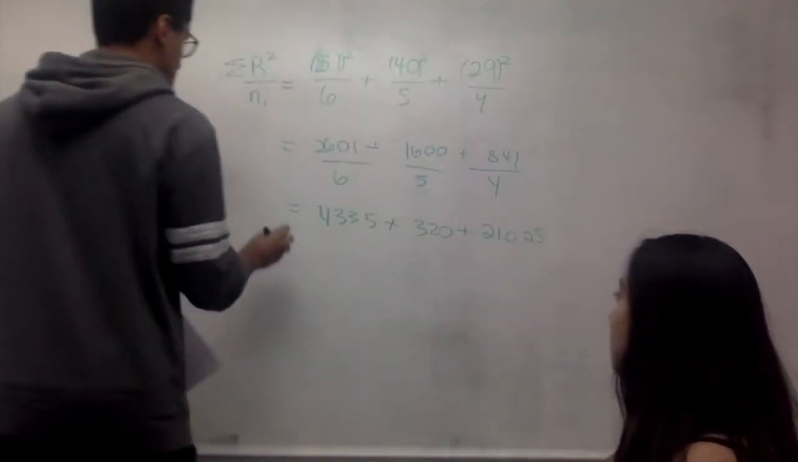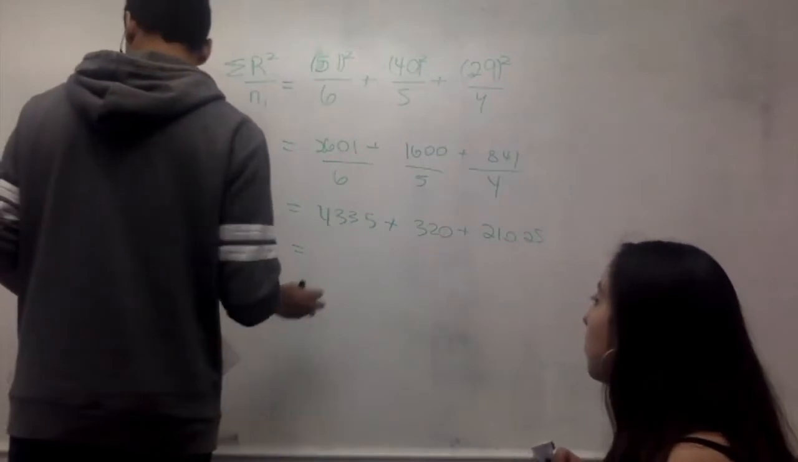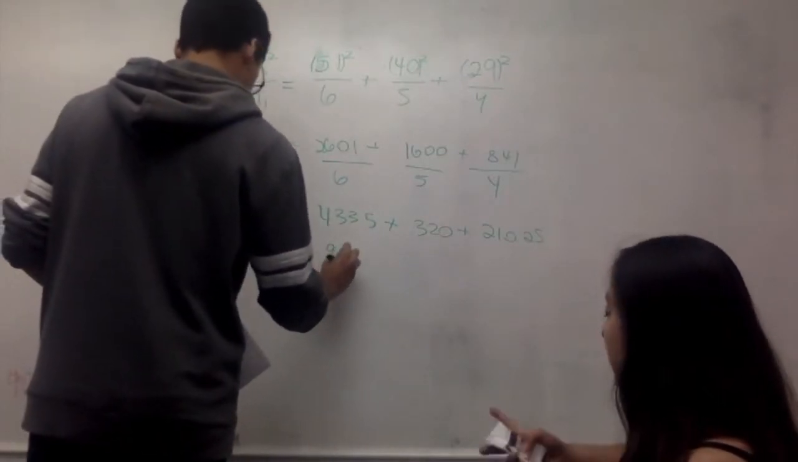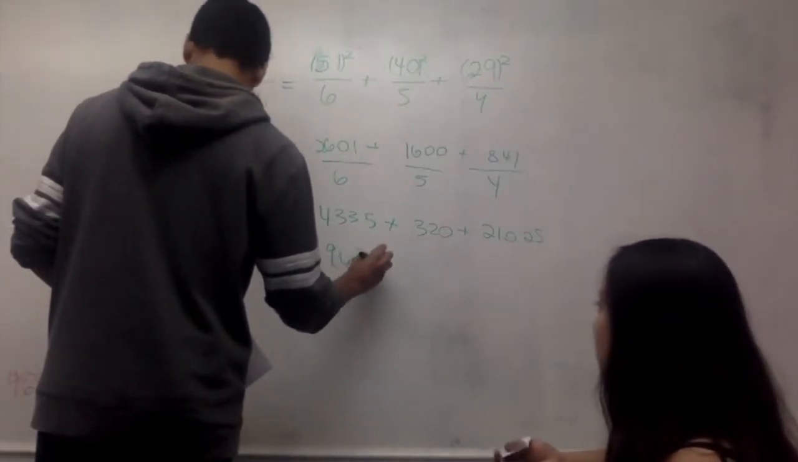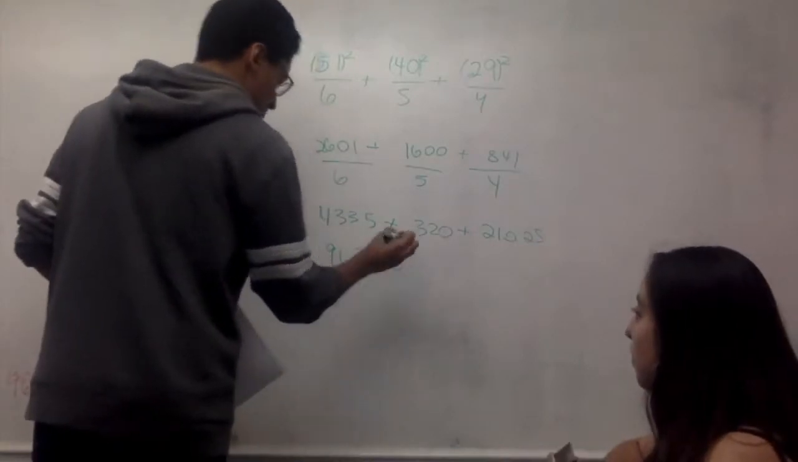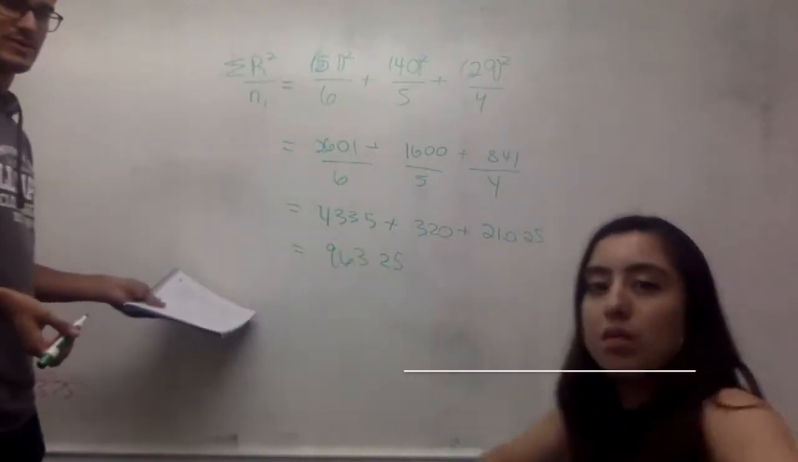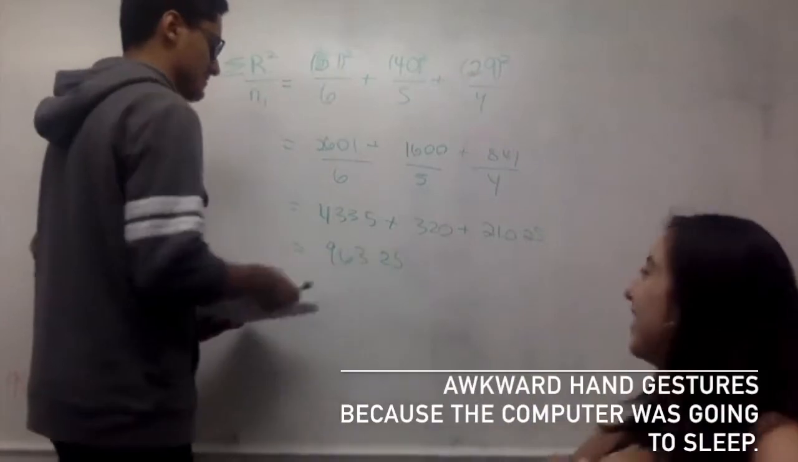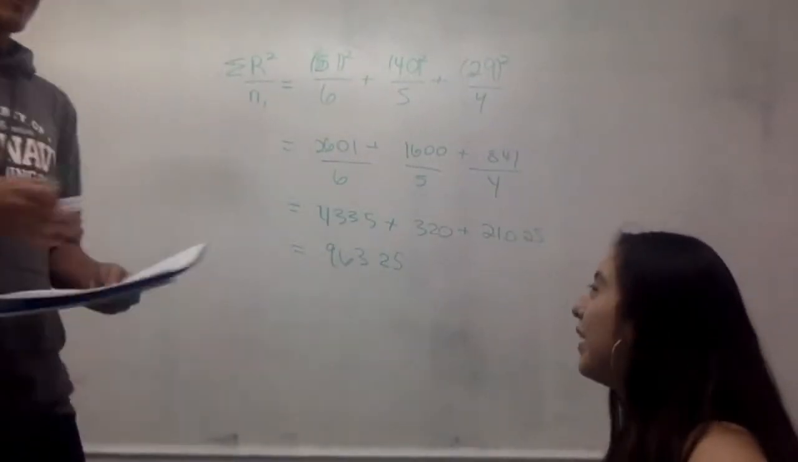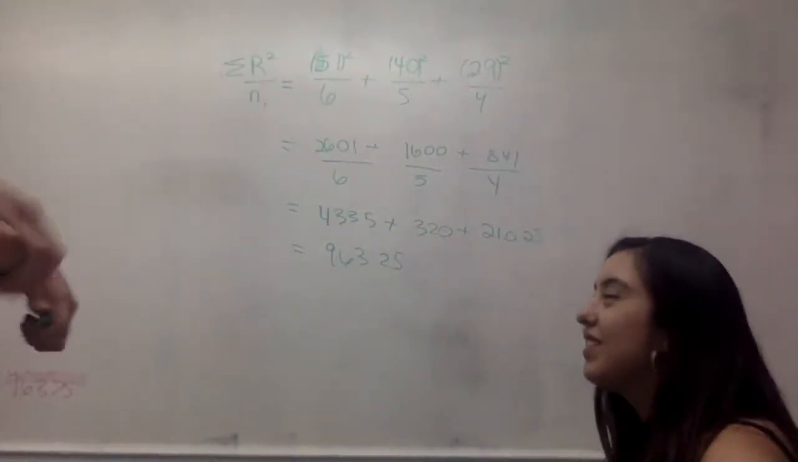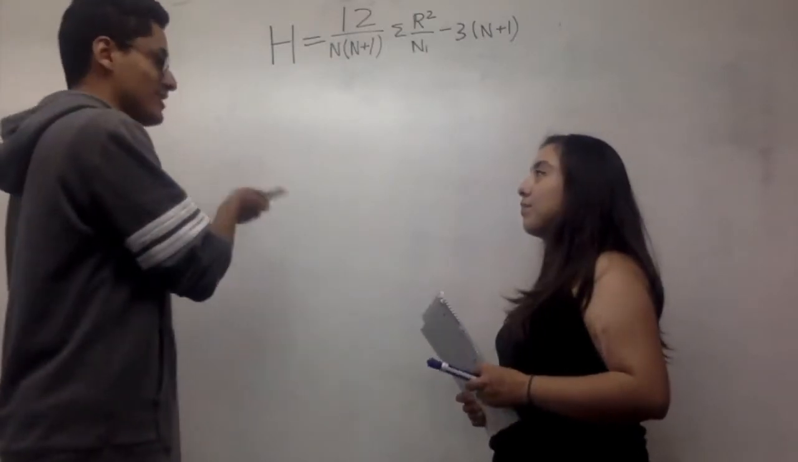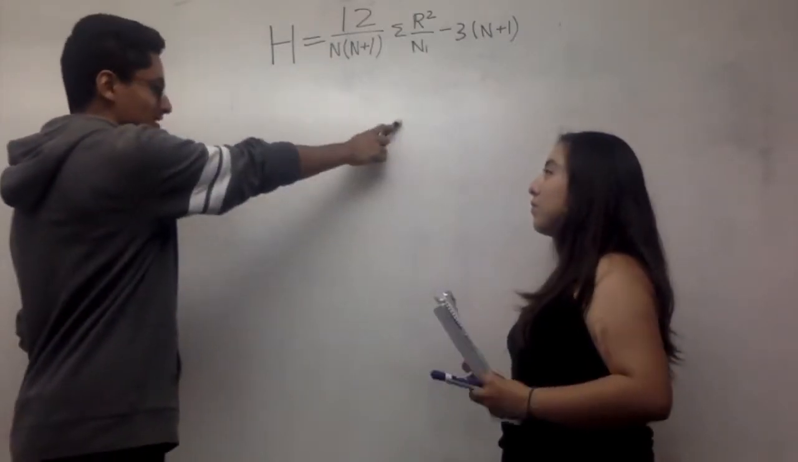And then finally we just add, and then we get 963.25. So now that we have this, we're going to plug it into the next equation to get our test statistic. Okay, so now we have all the information, so now we're going to plug it into this final formula.